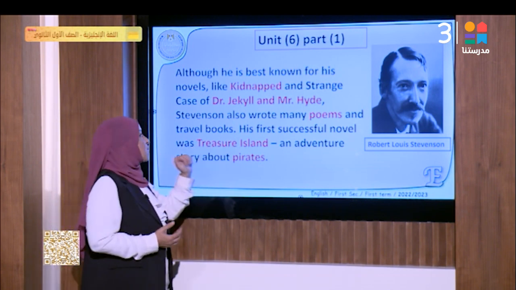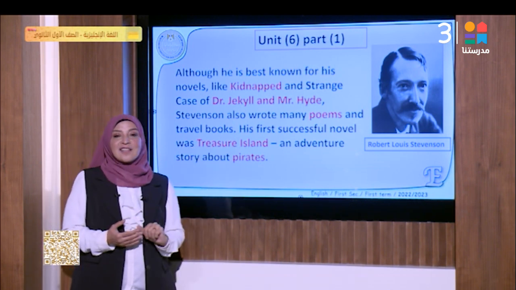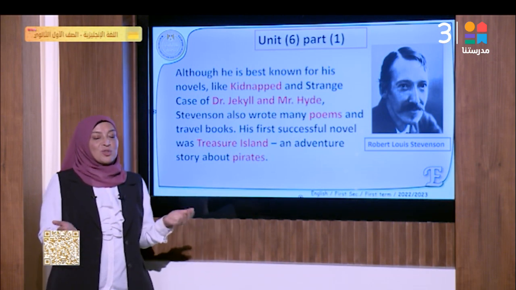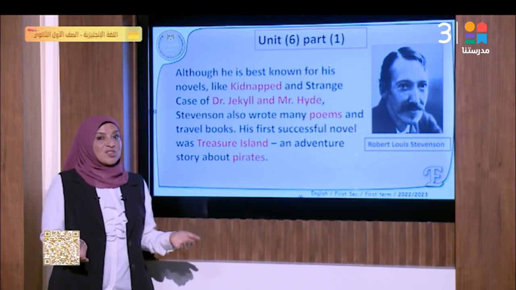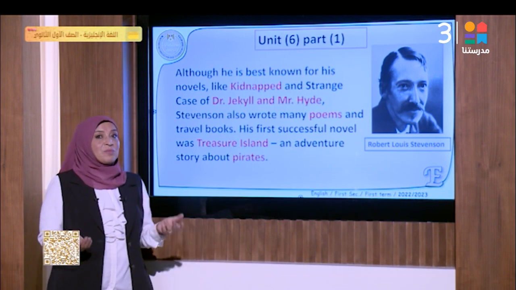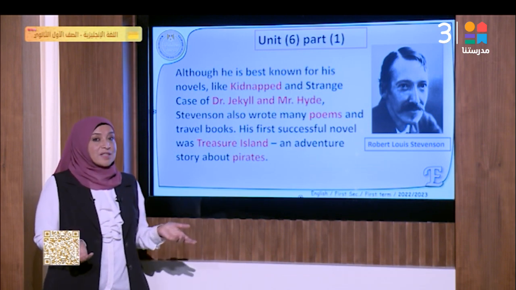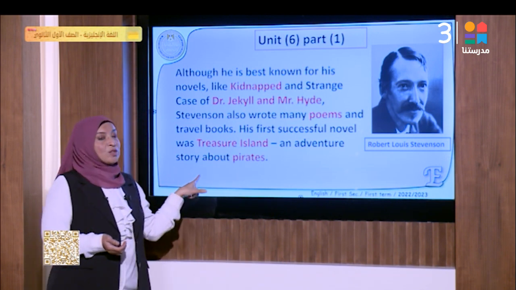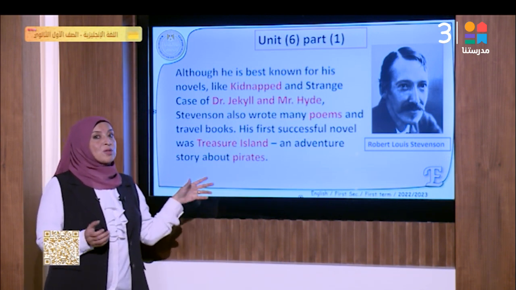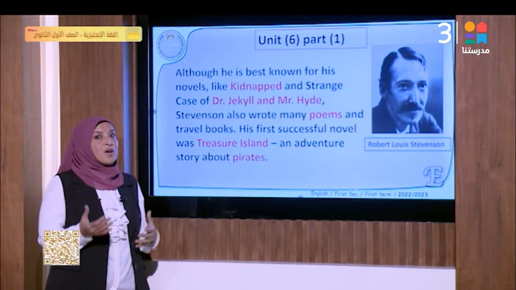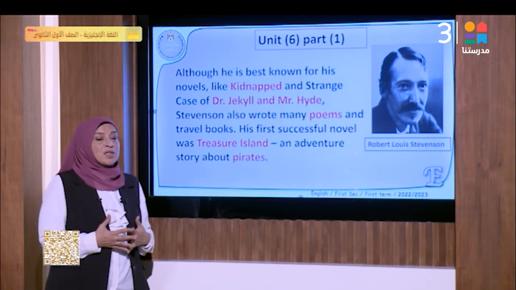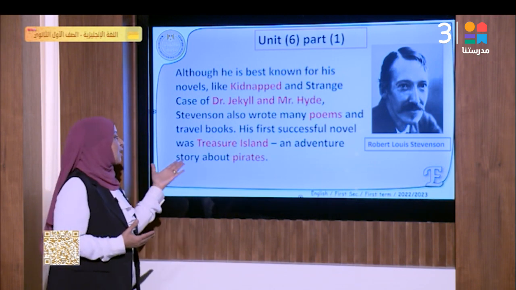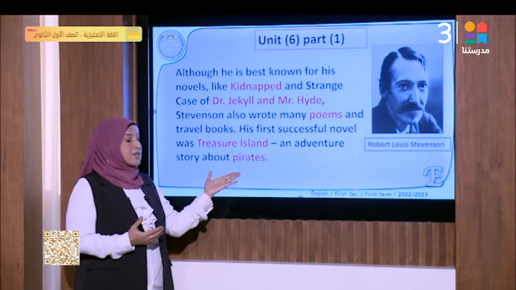His first successful novel was Treasure Island. Of course, you know Treasure Island because this is the story which we study this year. Treasure Island is a story about pirates. So he wrote Treasure Island, an adventure story. Of course, it's an adventure story because there are pirates, a lot of fights in this story, and the people are trying to look for the treasure. So it's an adventure story about pirates.